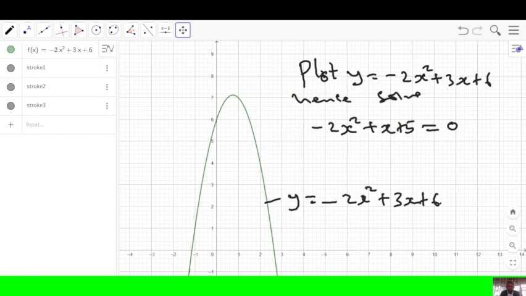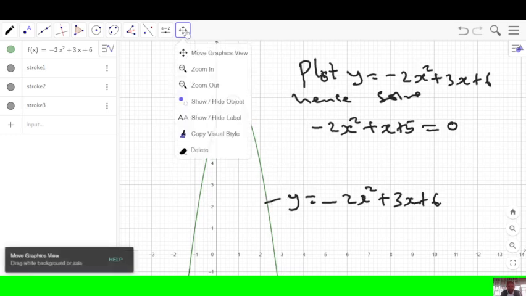Our last bit about solving quadratic equations graphically is this type of equation, which I believe you should be aware of. Now we have this kind of equation. The equation is: plot the graph of y equals negative 2x squared plus 3x plus 6. Hence solve for negative 2x squared plus x plus 5 equals 0. Now notice from this graph, I have already been able to plot this graph. This is how it looks.